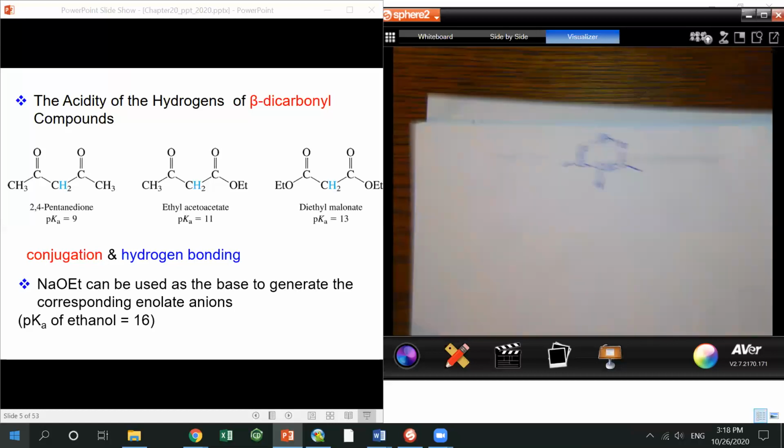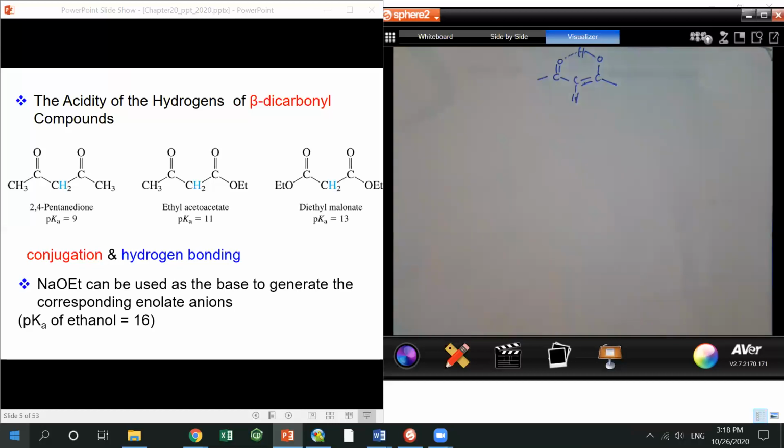In this case, you don't need a strong base like LDA or sodium amide. A regular base should be enough, like sodium ethoxide, because the pKa of ethanol is about 16. That is much higher than the pKa of 9, 10, 11, so that's enough to deprotonate it.